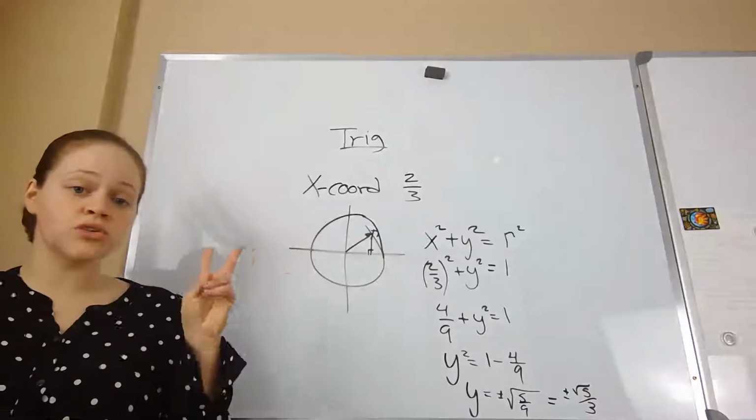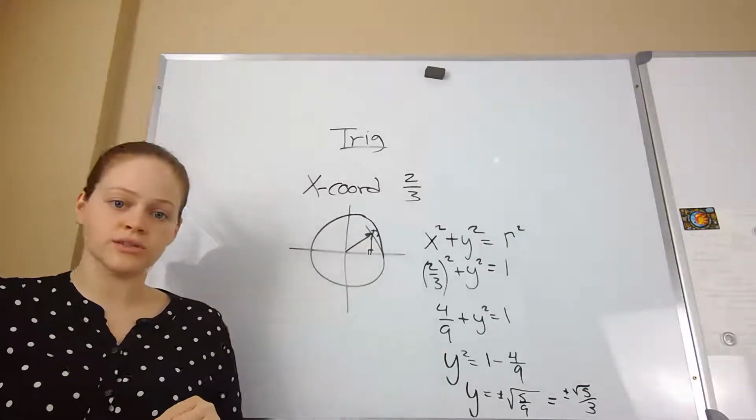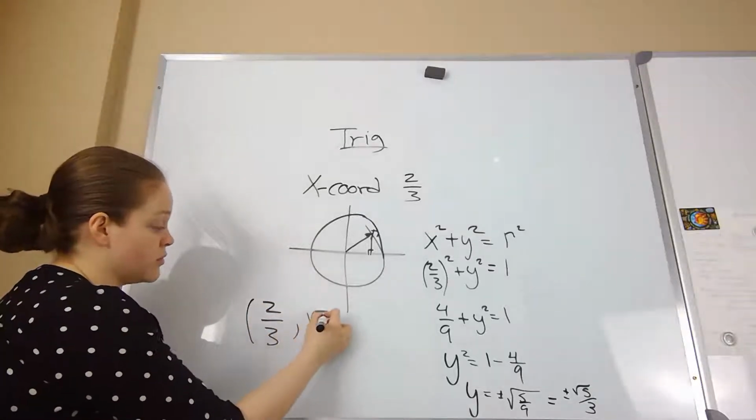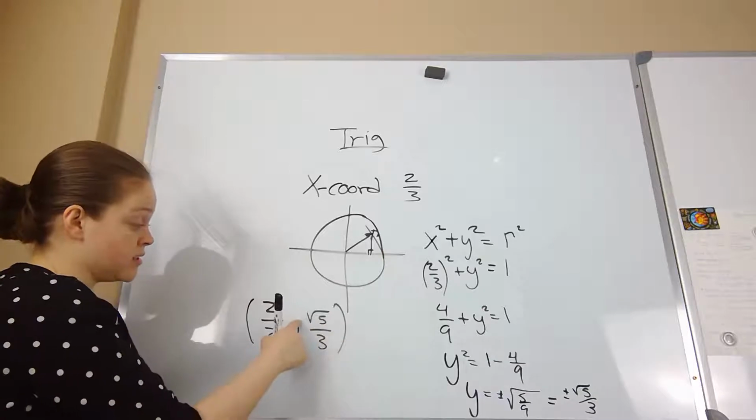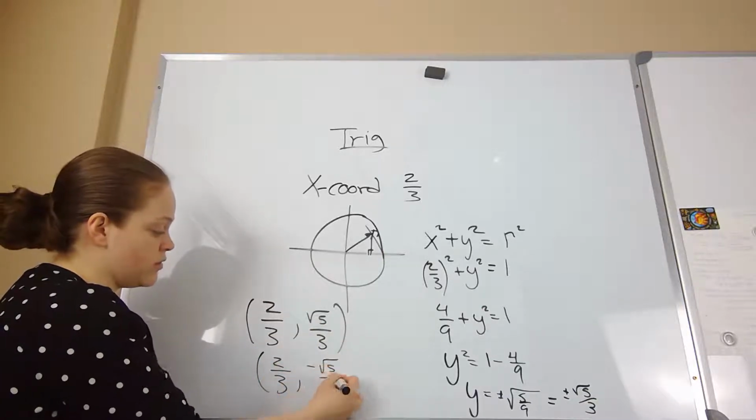So from here, you're going to get 2 points, all right? You have to write your coordinate points. If you don't write your coordinate points, you do not answer this question. So we have 2 over 3, root 5 over 3. We have the positive one. And we have 2 over 3, negative root 5 over 3.